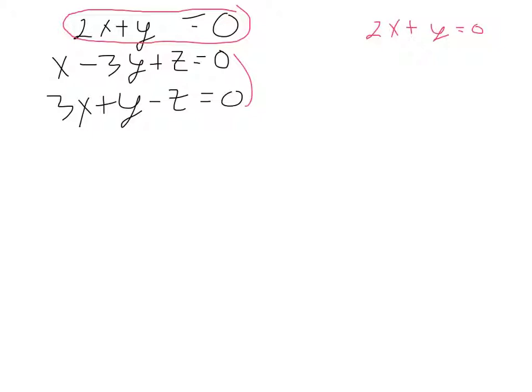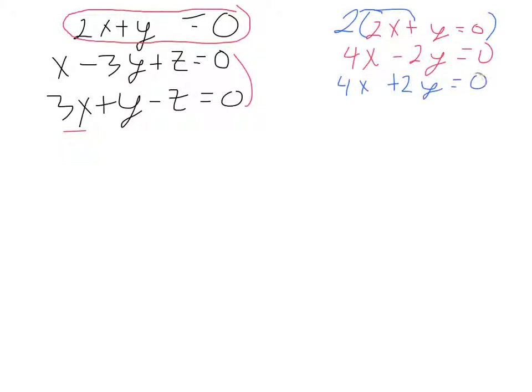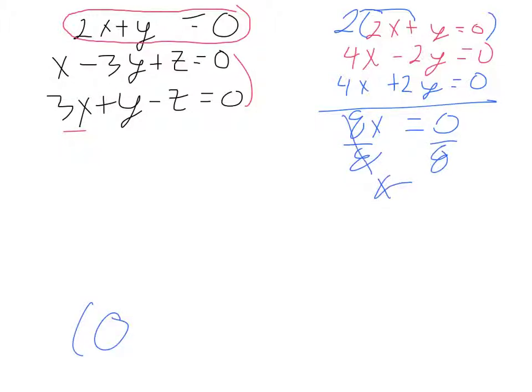X and our 3x is 4x, so I'll write this over here. Negative 3y plus y is negative 2y. The z's cancel, and then 0 plus 0 is 0. So looking at these over here, I'm just going to get rid of the y's by multiplying the first row by 2. So that gives us 4x plus 2y equals 0. Add these up, 8x, the y's cancel, 0 and 0 is 0, divide by 8, and we get our x coordinate to be 0, so x equals 0.